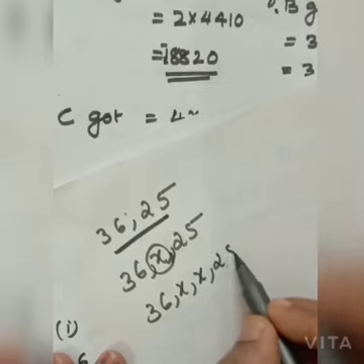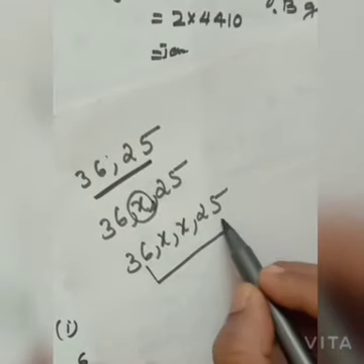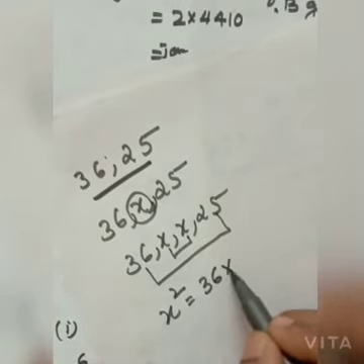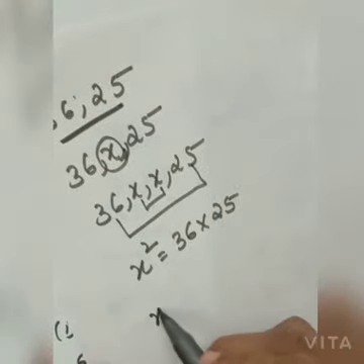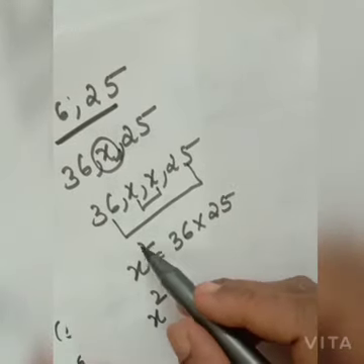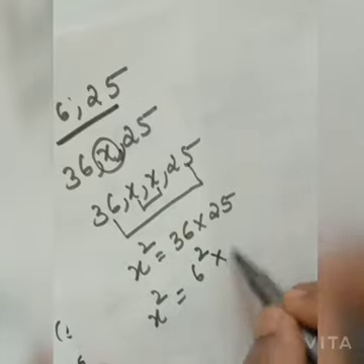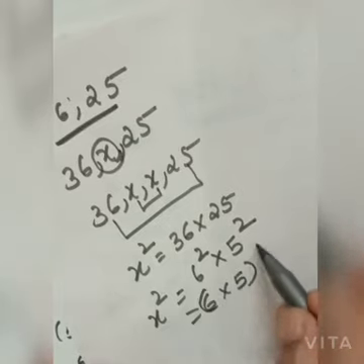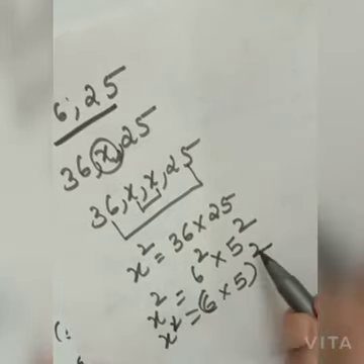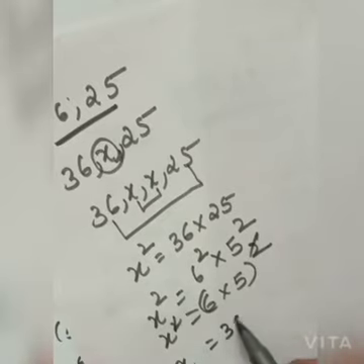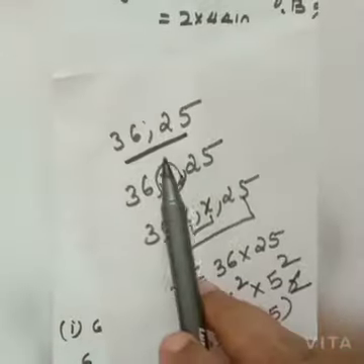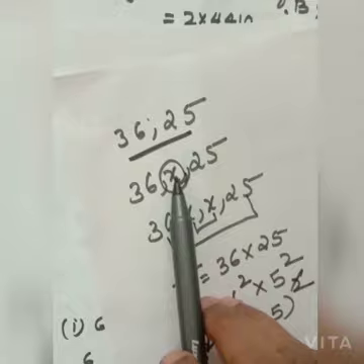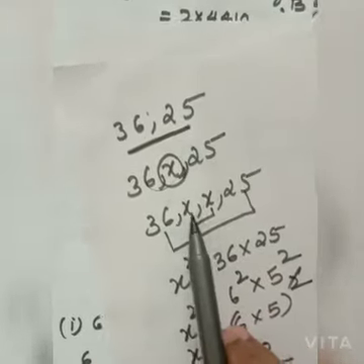After that you apply the formula: product of extremes equals product of means. X square equals 36 into 25. You take x square. This number also you make like a square: 6 square into 5 square. You can write this as 6 into 5 the whole square. Cut out the square. You will get x equals 30. Clear? Mean proportion means middle proportion, that you suppose as x. Whenever you see 3 numbers, the middle number will come 2 times.